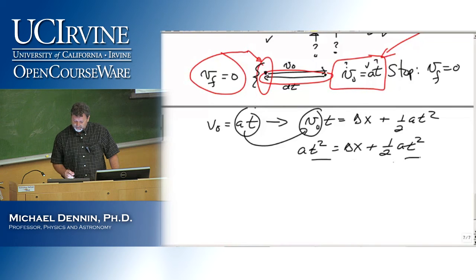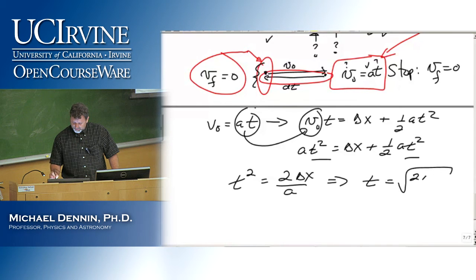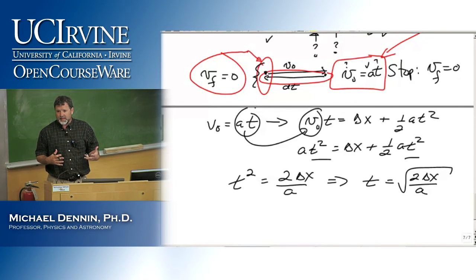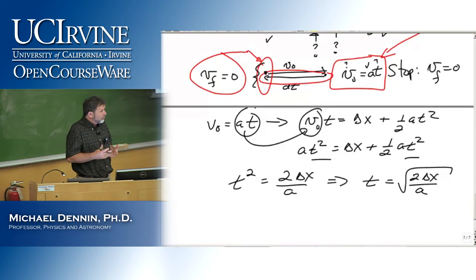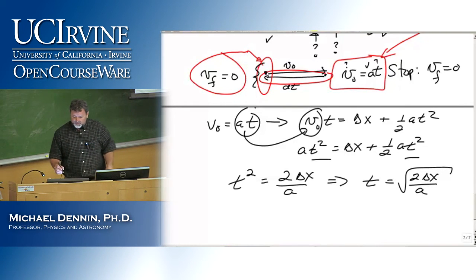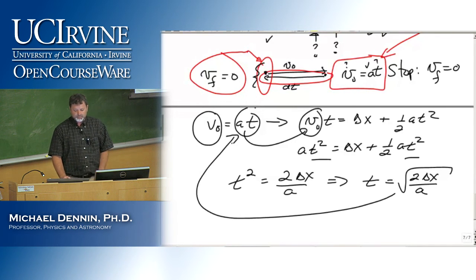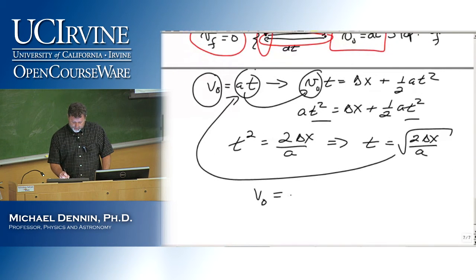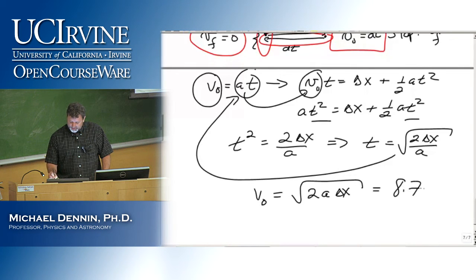Now I can solve for t squared, and I'm going to skip a little bit of algebra here. Notice what I'm doing. I like to do everything in my variables and plug in my numbers at the end. If you're not comfortable with that, you can plug in numbers as you go along. But I find this much easier to keep track of stuff. That's just me. Now that I've got t, remember my original question was what's v naught? I can come back and plug it in now. And if I do that, I will get v naught equals the square root of 2a delta x, which equals 8.7 meters per second.